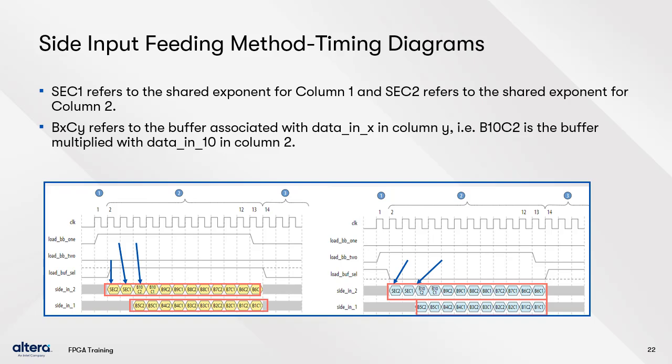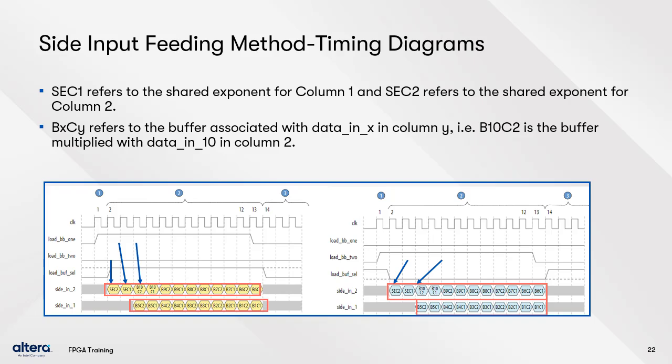SEC1 refers to the shared exponent for column 1, and SEC2 refers to the shared exponent for column 2. BXCY refers to the buffer associated with data_in_x in column Y. That is, B10C2 is the buffer multiplied with data_in_10 in column 2. The process is divided into 3 steps.